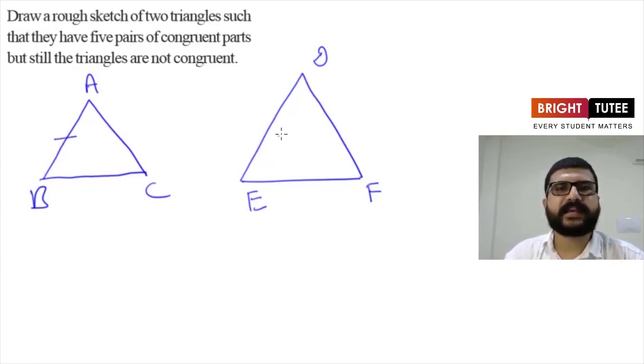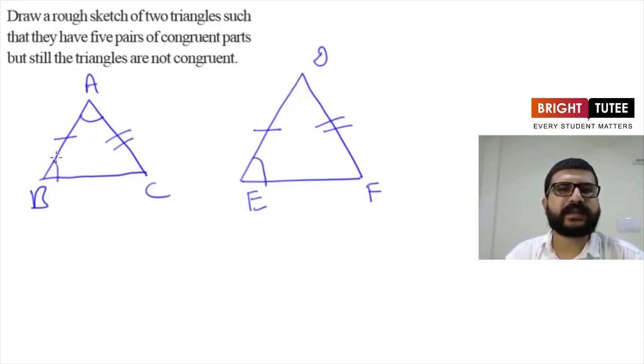So now let's take AB equal to DE and AC equal to DF. Now let's take angle A to be equal to, can we take it to be equal to angle D? No, we can't take it to be equal to angle D, because then SAS will be followed, and by SAS we can say that these two triangles are congruent. So let's take angle A to be equal to angle E.